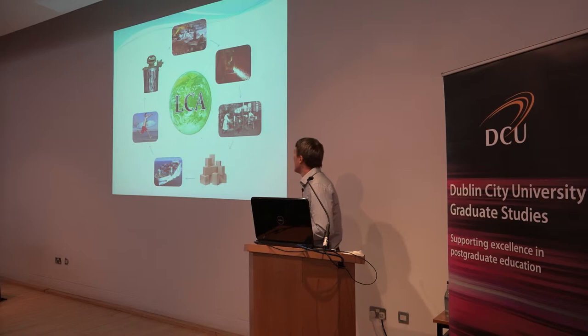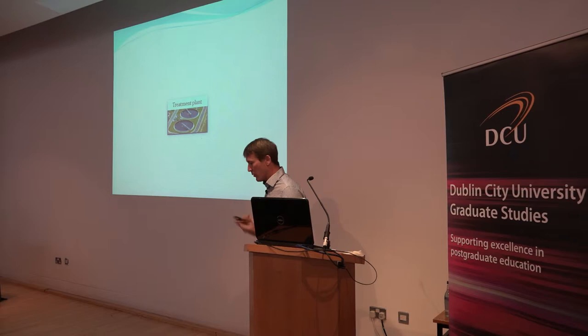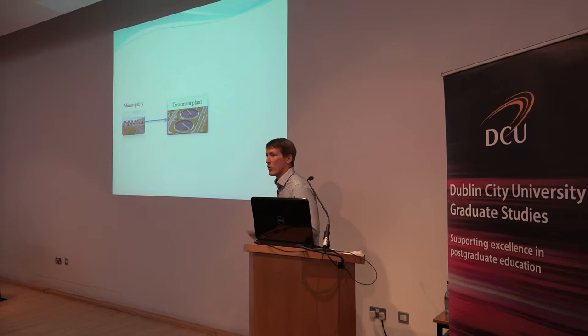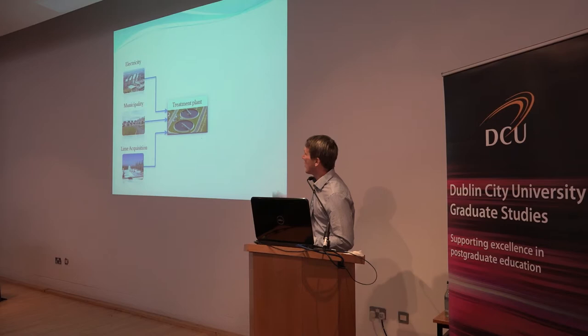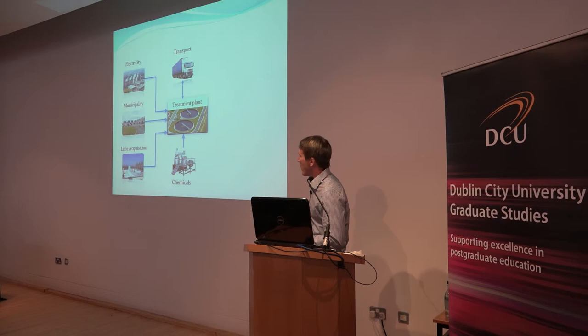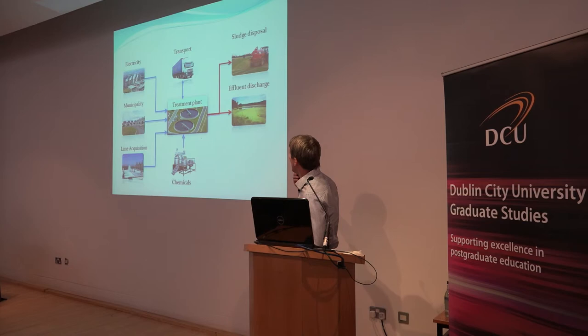So the same principles can apply to assessing the environmental performance of a wastewater treatment plant. You still have inputs. The main input would be your wastewater that's coming into your plant. But there are lots of other processes that people don't really think about when you think about wastewater, like the electricity that's used, the lime that's used to stabilize sludge, the chemicals that go into it, the transport. And there are other direct emissions that we have. We have the sludge, effluent, and we have landfill.